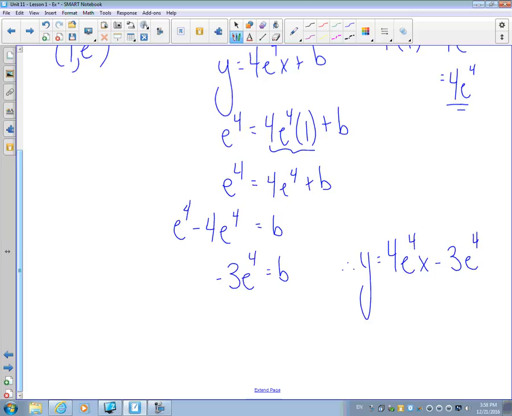Yes, it involves a whole bunch of e's. If everybody wanted to graph this, I could figure out what those numbers were. So I'd have an approximate y-intercept and approximate slope. But we weren't asked to graph, we were just asked to figure out the equation. So let's leave it in exact form.